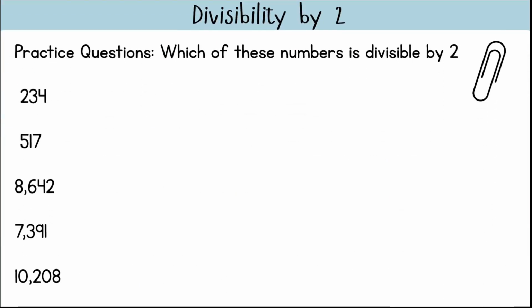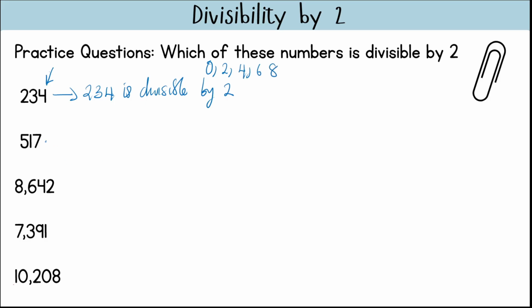Let's practice these questions together. The question said, which of these numbers is divisible by 2? First number we have here is 234. 234 ends in 4, and 4 is an even number, so therefore we can say that 234 is divisible by 2. Now recall that the even numbers are 0, 2, 4, 6, and 8.